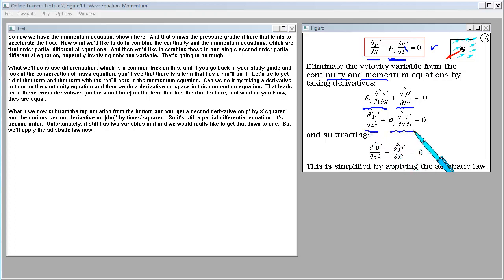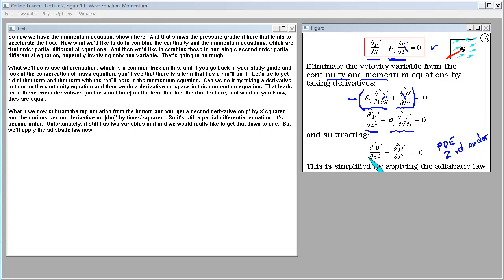That leads us to these cross derivatives in x and time on the term that has the rho 0, and what do you know? Those are equal. So if we now subtract the top equation from the bottom, you get a second derivative of p prime by x squared, minus the second derivative of rho prime by time squared. So it's still a partial differential equation. It's second order. Unfortunately, it still has two variables in it, and we'd really like to get that down to one.